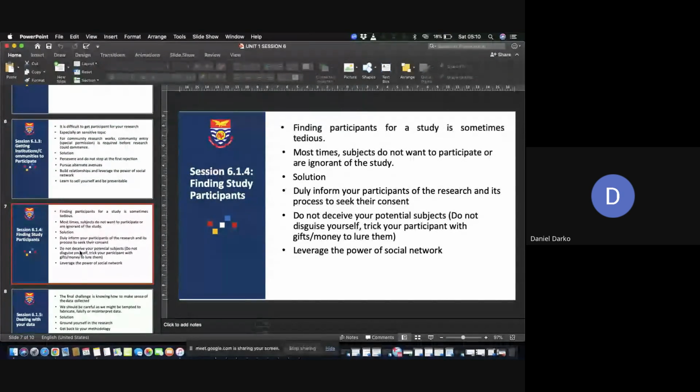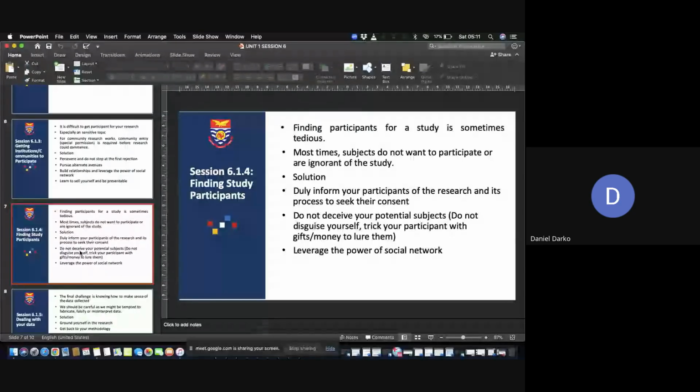Again, another challenge has to do with finding study participants. Finding participants for the study is sometimes tedious. Most times, subjects do not want to participate or are ignorant of the study. So in this situation, inform your participants about the research and the process to seek their consent. Do not deceive them into it. Do not disguise yourself. Do not trick them to participate. Promising them heaven on earth that, oh, when you do it for me, I'll give you money, I'll give you a gift to lure them.